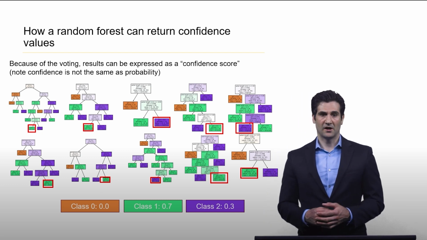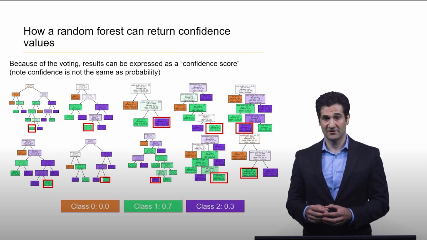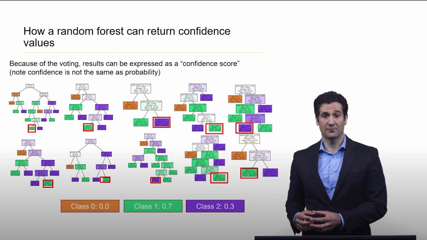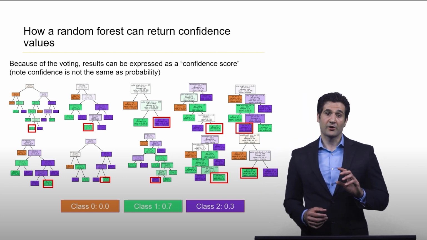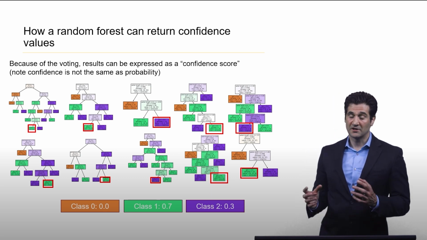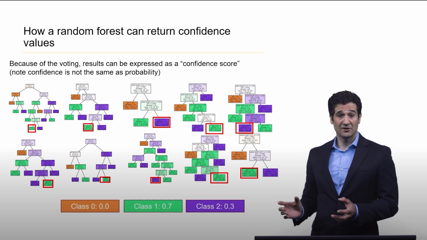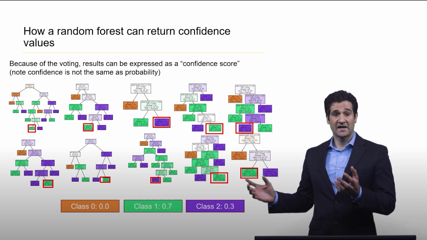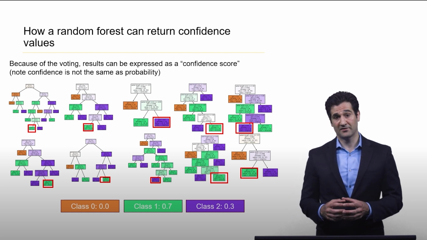We had 0 trees vote for class 0, 7 vote for class 1, which gave us a confidence of 0.7, and 3 vote for class number 2, which gave us a confidence of 0.3. Now recall that a confidence score is not a probability, so we can't treat it as such. So it's not necessarily true that you have to have a confidence level greater than 0.5.